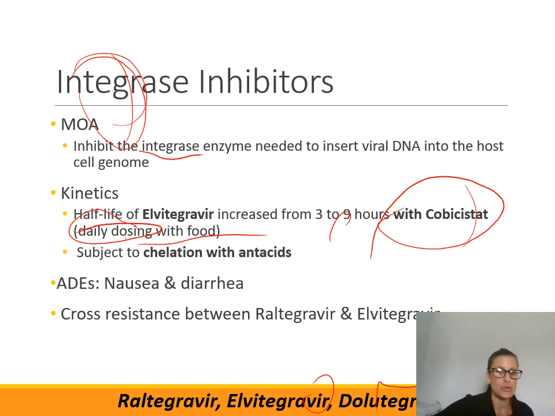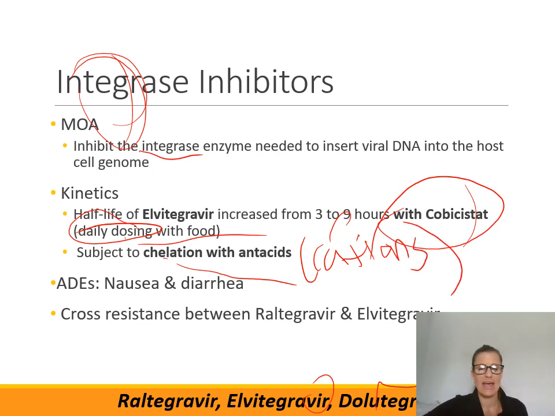These are subject to chelation with antacids or other divalent cations. So you can't give them at the same time as you give Tums or Rolaids or calcium supplementation, because they'll chelate, they'll attach to the cation, and then they won't get absorbed. Adverse drug effects are typically nausea and diarrhea, and there is some cross-resistance that occurs between raltegravir and elvitegravir.